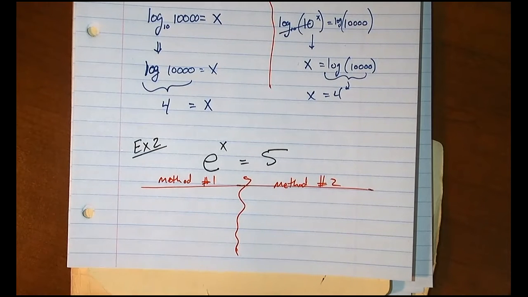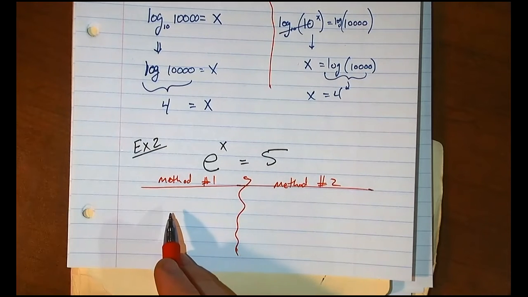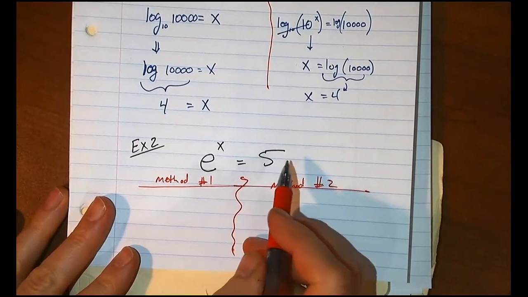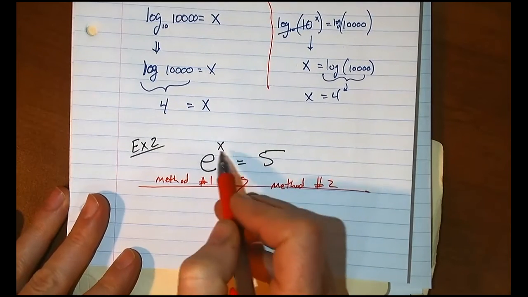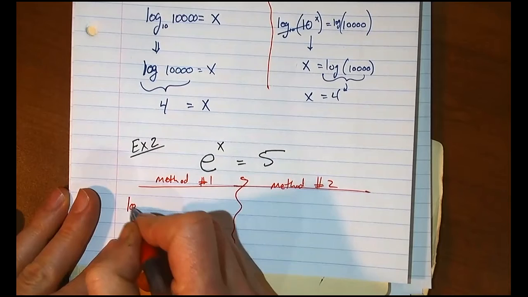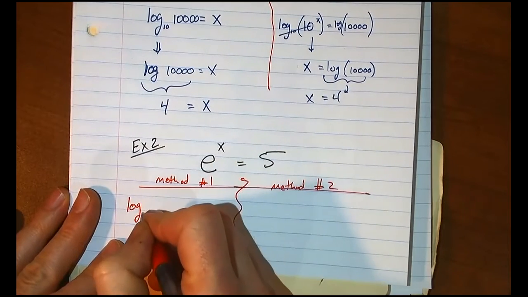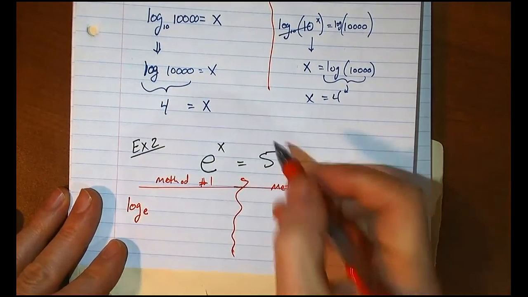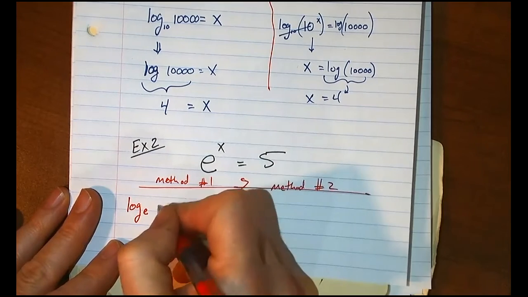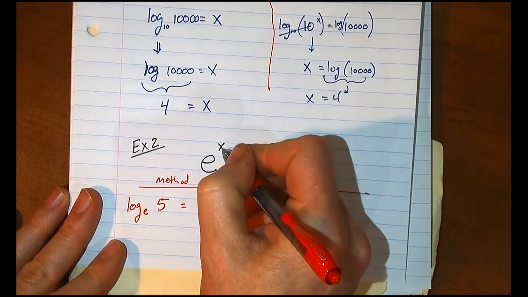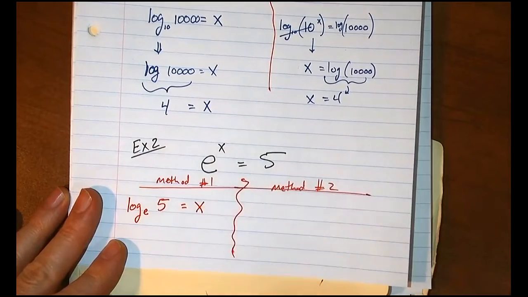All right. So for those of you who did method number 1, what you should have done is taken this and rewritten it as a logarithm. So instead of an exponential, I'm going to have a log. The base is going to stay the same, so it's going to be base e. But what changes is the thing that was the answer is now inside of the logarithm, and the thing that was inside the exponential is now the answer.